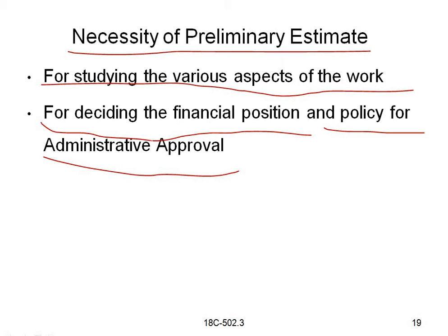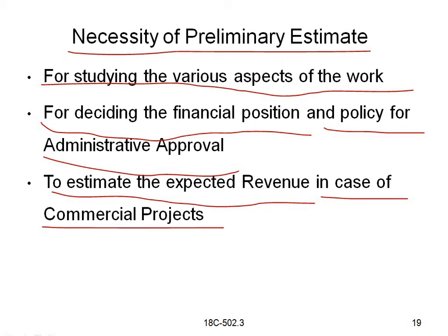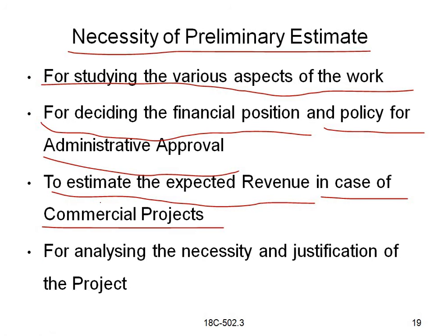So here, for deciding the financial position of the preliminary estimate, any administrative approval will be sanctioned. Next is to estimate the expected revenue in case of commercial projects. So in case of commercial projects, we will be expecting the revenue. That is from the commercial projects only, the estimate also should be shown. And for analyzing the necessity and justification of the project. So this is the necessity of the preliminary estimate.